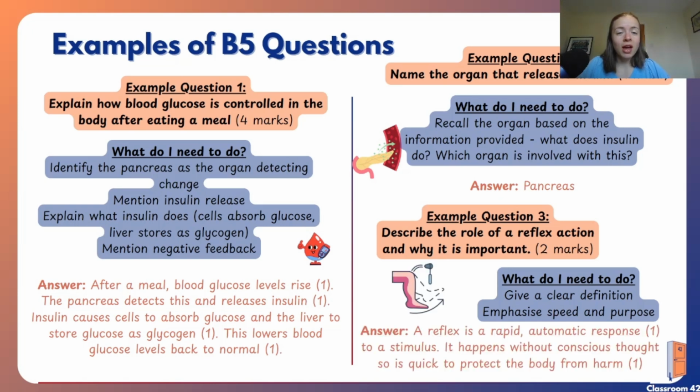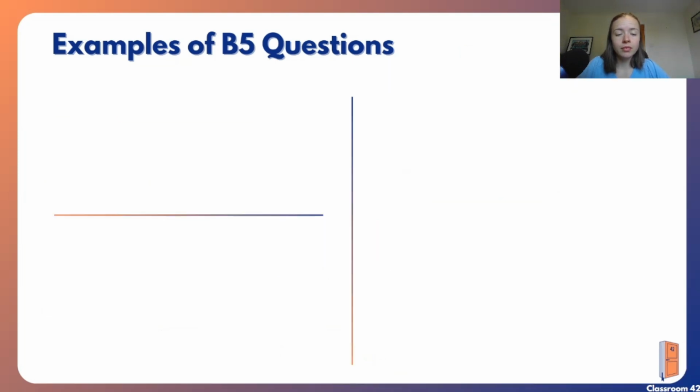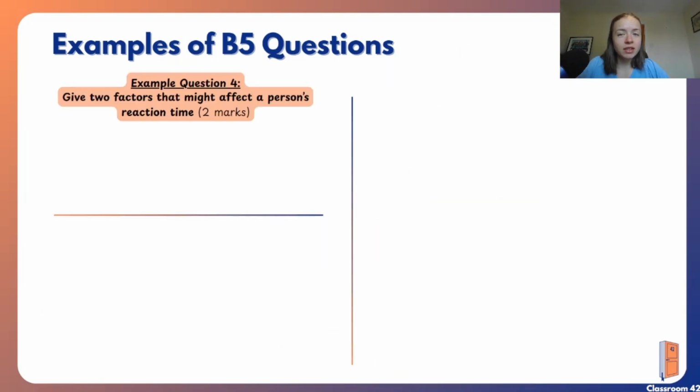So for example, a reflex is a rapid automatic response, 1 mark, to a stimulus. It happens without conscious thought, so is quick to protect the body from harm. And that is just the 2 points there, without conscious thought and protect the body from harm, making it speedy and purposeful. So question 4, give 2 factors that might affect a person's reaction time.